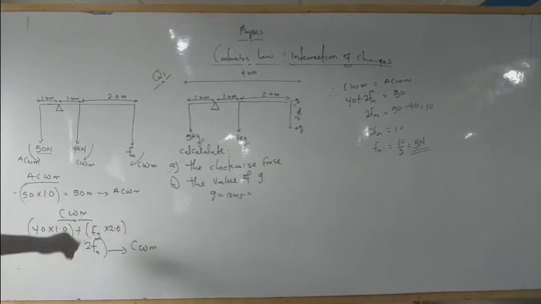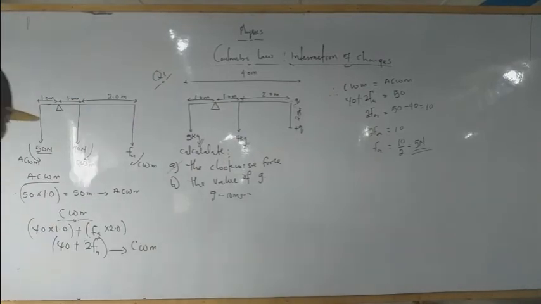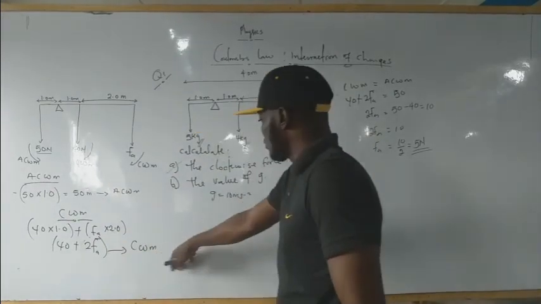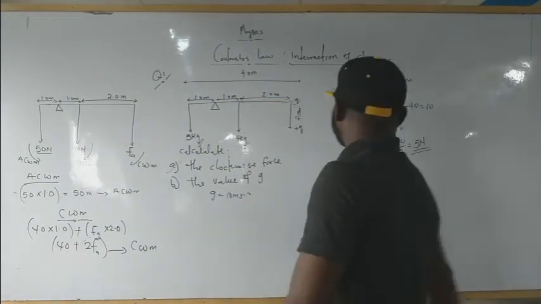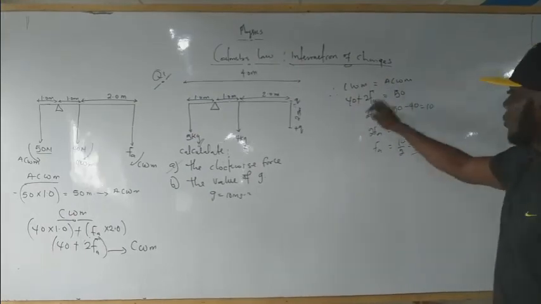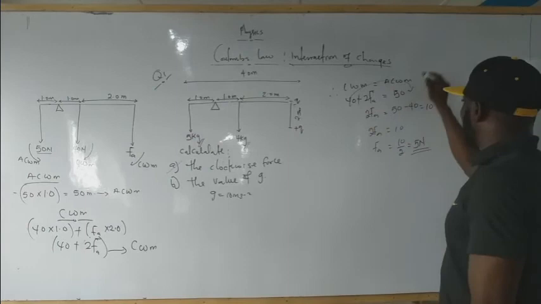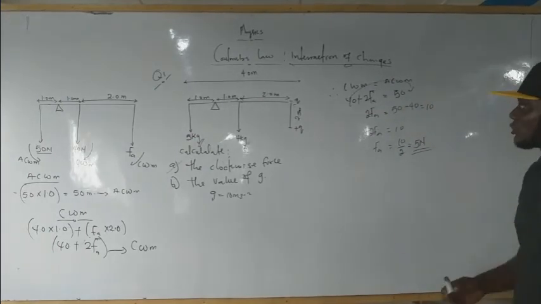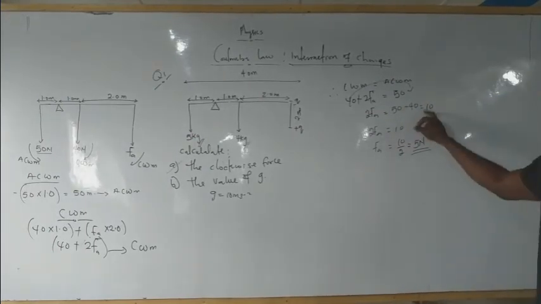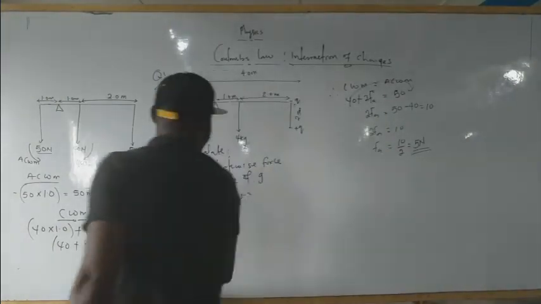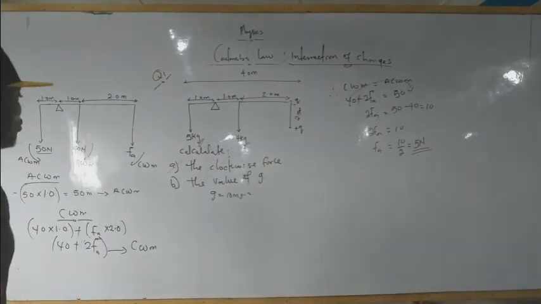That would be 50 times 1, that's 50, 40 times 1, that's 40, plus 2 FA, so that would be the clockwise moment, equal to 50. So we have this, okay? Take this to the other side. Whenever any number crosses an equality sign, the sign will change, so it will change to minus. That will be 50 minus 40, that gives us 10. Then divide everything by 2, so we have 5. So let's go to the second part.